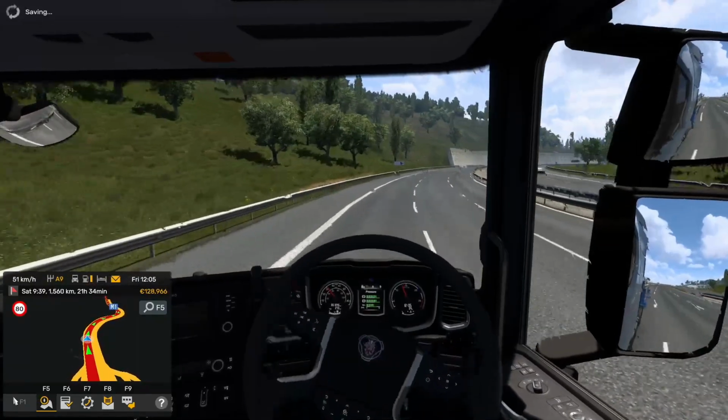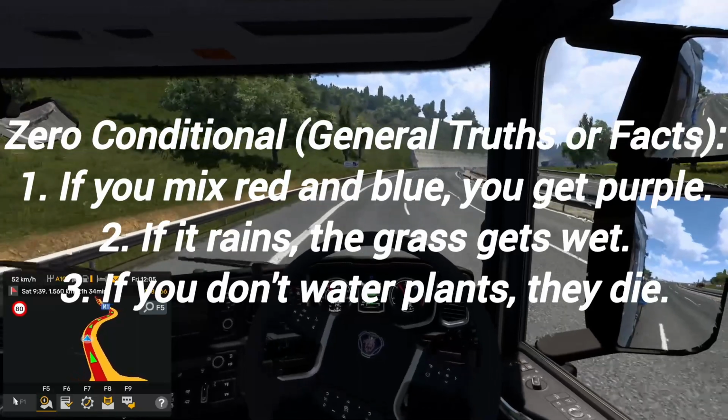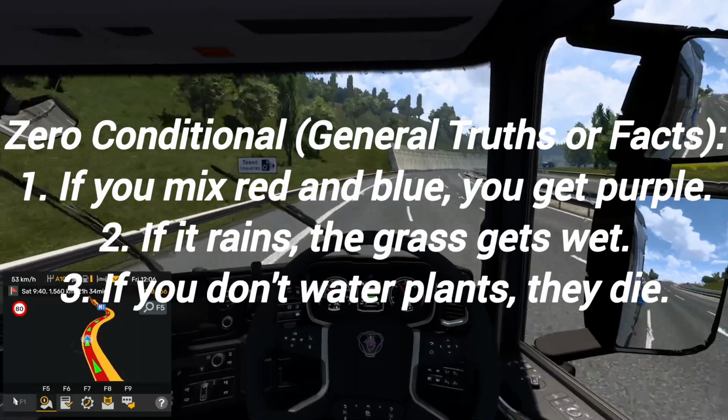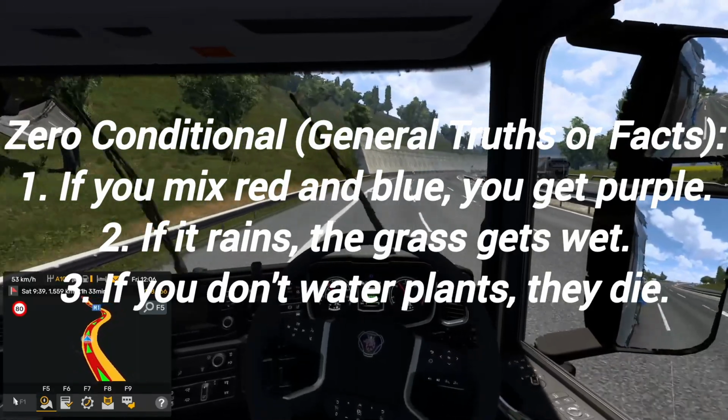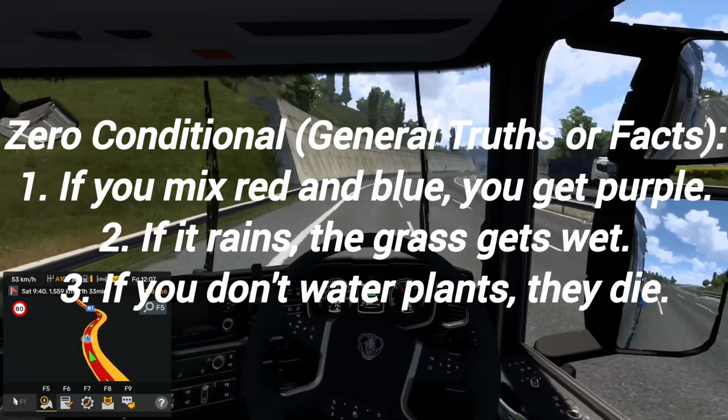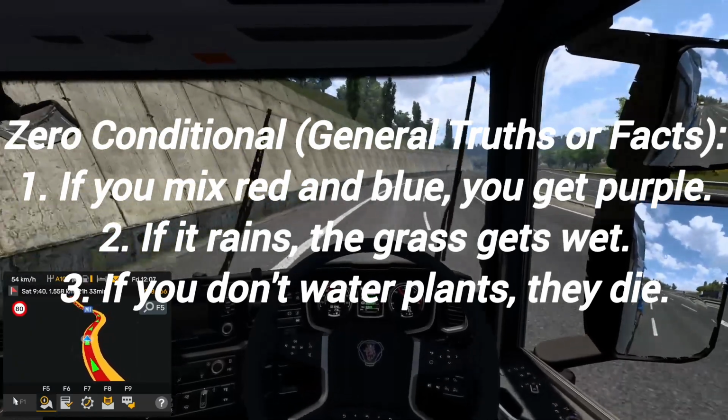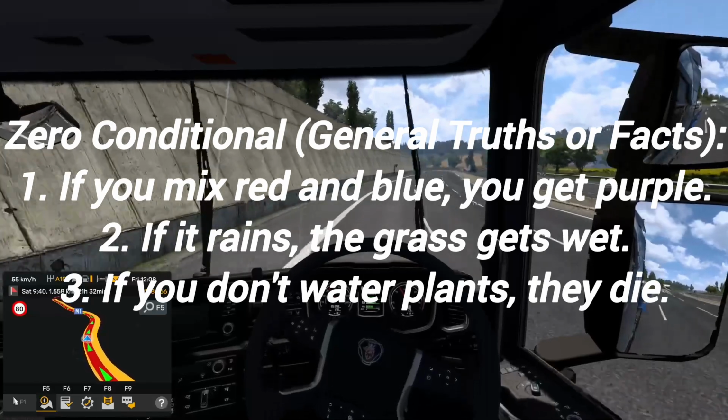Here are 3 examples for each type of conditional. Zero conditional, general truths or facts. 1. If you mix red and blue, you get purple. 2. If it rains, the grass gets wet. 3. If you don't water plants, they die.